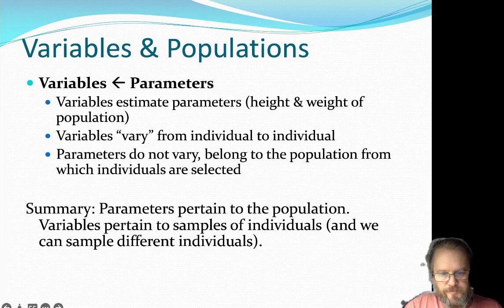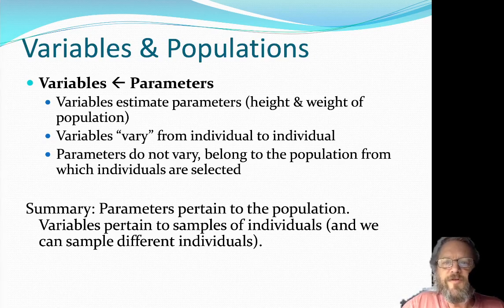Okay, so we're not going to spend a great deal of time worrying about this, but I wanted you to get the definitions out right away. What we're measuring are variables that are features of populations, and so variables are estimating parameters. Parameters pertain to the population, variables pertain to the samples of individuals, and of course, since we can sample different individuals, we would expect the variable itself to change, right? Okay.